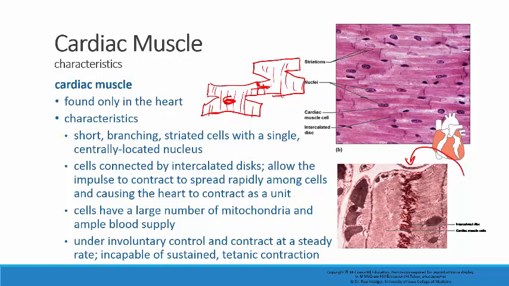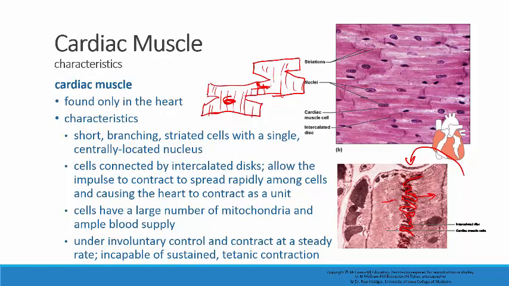Here is a scanning electron micrograph of an intercalated disc, and you can see that the connection between the two cells is really frilly, and I bet you can guess what that's about. Lots of surface area to allow lots of gap junctions so that we can spread the signal to contract from cell A to cell B very rapidly. Lots of mitochondria in the cell, lots of great blood supply, and always under involuntary control.